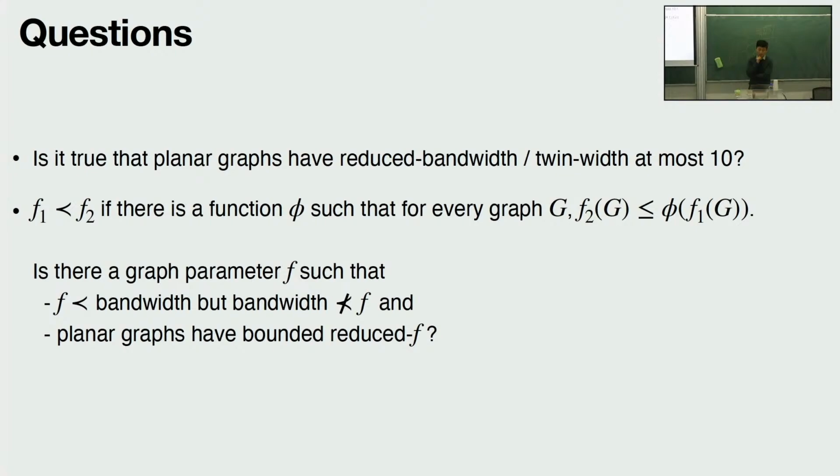And the other interesting question is this. We say that F1 is smaller than F2 if there is some function pi such that the F2 value is always at most pi of the F1 value. Like if you consider pathwidth and treewidth, then treewidth is smaller than pathwidth, right? Because treewidth is just less than or equal to the pathwidth. So is there any graph parameter F that is strictly smaller than bandwidth, and planar graphs have bounded reduced F? It looks like an interesting question. We couldn't answer it. Yeah.